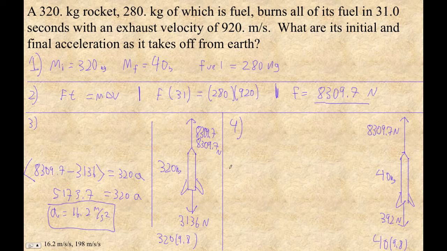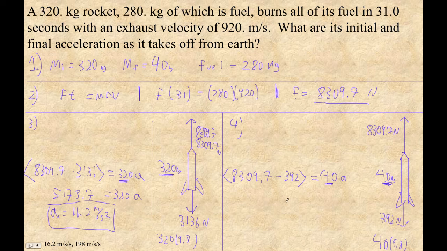And again, we're going to set up the same expression, right? 8309.7 minus 392 equals 40A. Notice I got the mass there. That's the mass. Here I've got the mass. It's tricky.